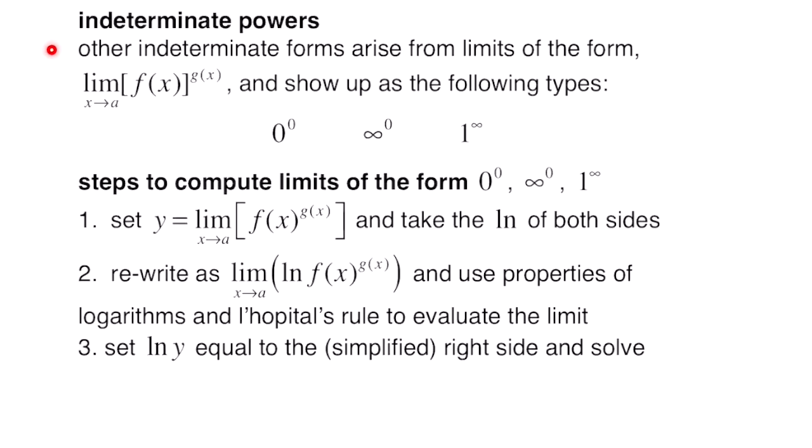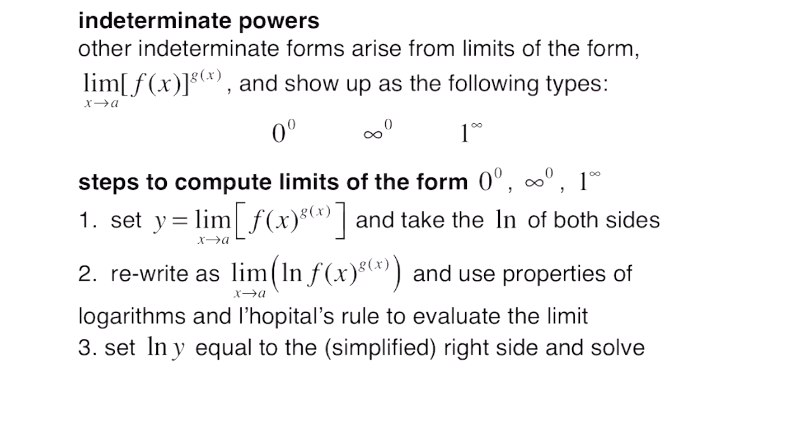For our last concept in this lesson, we're going to talk about indeterminate powers. It says other indeterminate forms arise from limits of the form, the limit as x goes to a of f of x raised to the power of g of x, and show up as the following types. So you'll have 0 to the 0, infinity to the 0, or 1 to infinity.